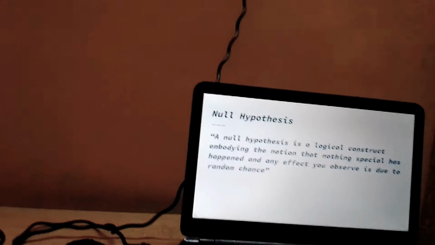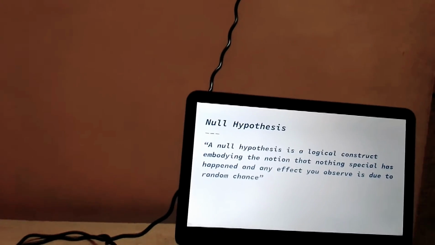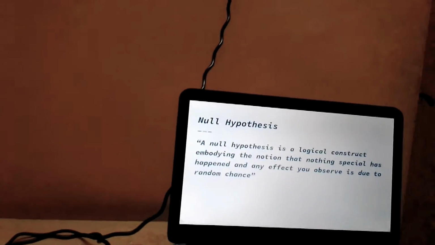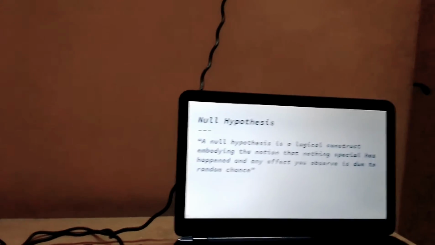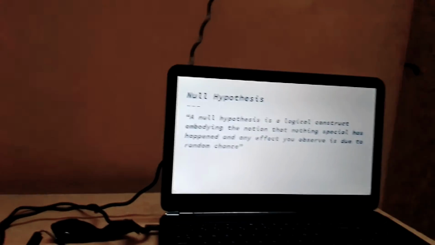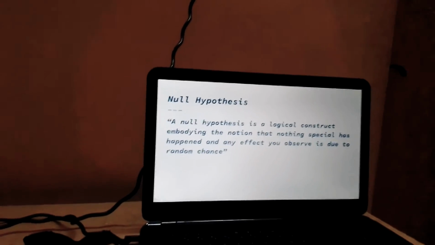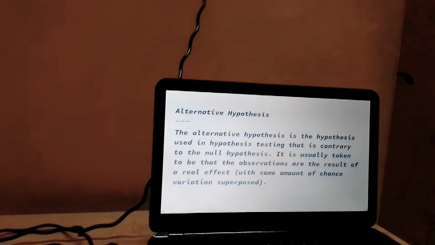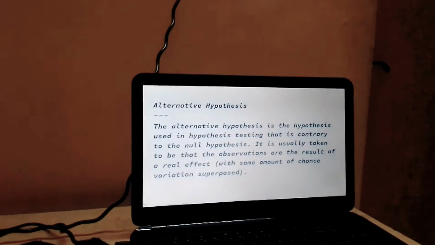Our hope is then that we can in fact prove the null hypothesis wrong, and show that the outcomes for groups A and B are more different than what chance might produce. It's a logical construct embodying the notion that nothing special has happened and any effect you observe is due to random chance. That is called the null hypothesis. As I already stated, the null hypothesis is that chance is to blame, and now the alternative hypothesis is the counterpoint to the null. That is what you hope to prove. This is the reality, H1.